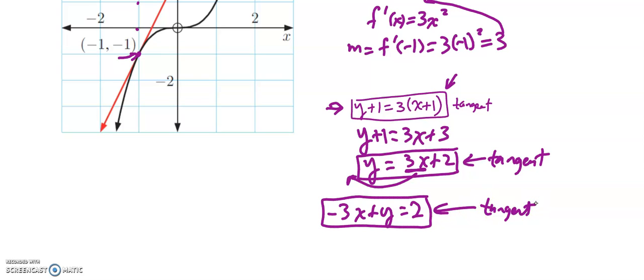So depending on what form the question asks for, I could write it in point-slope, slope-intercept, or standard form. All right, let's do one more example.